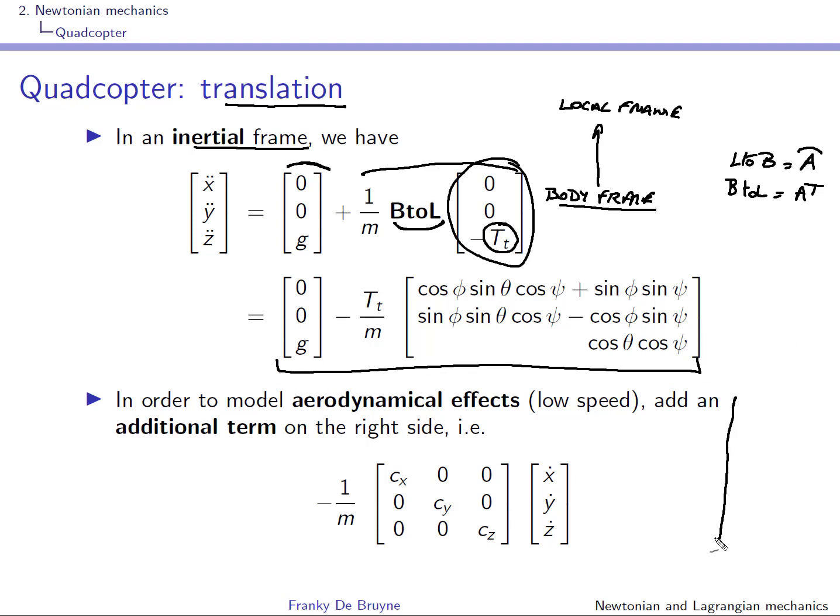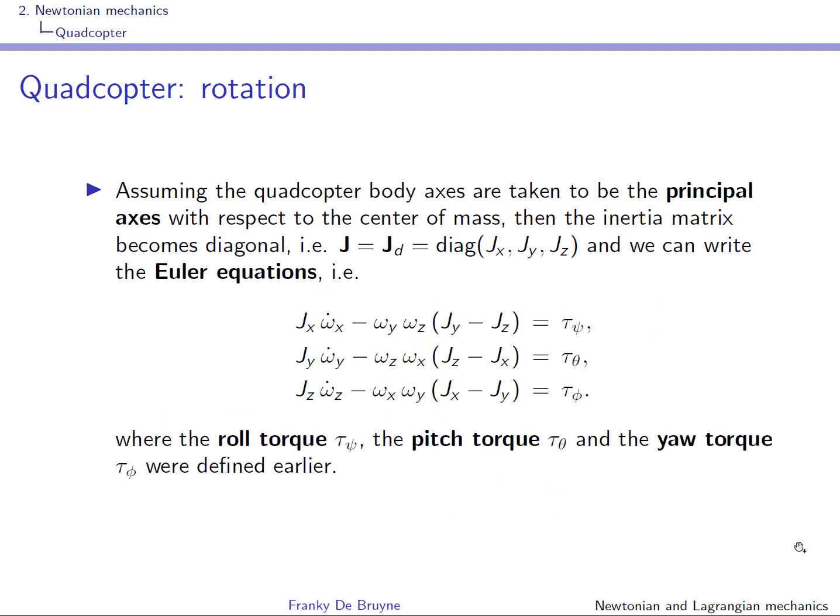Then you could add a term that is proportional to the derivative of x, y, and z to add some aerodynamical effects. This is only valid at low speed. At high speeds, you should also add effects like drag. But this is not so important for this model. Okay, so now we want to model the rotational part, right? So we will have to use Euler's equation, right?